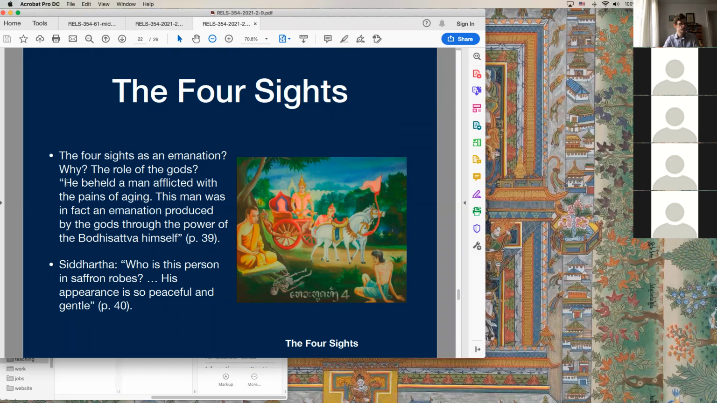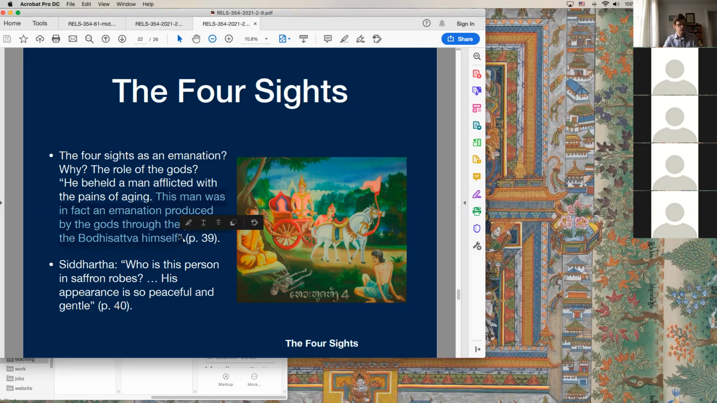So here it is showing up with the four sights. What were the four sights? Do you remember what those were? The dead man, sick man, old man, and the holy man. Yeah, good. And so he sees a person afflicted with the pains of aging, right? So that's the old person. The man was in fact an emanation produced by the gods through the power of the Bodhisattva himself.